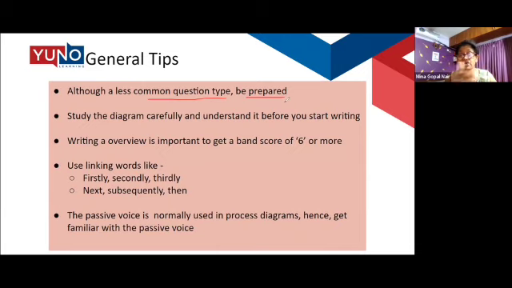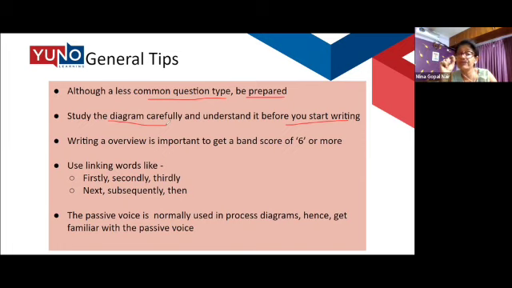It is asked. It was asked. This particular question was asked sometime in December. I think in the first week of December. So don't assume that it's less common, so it's okay if I don't prepare for it. It's less likely to come. If it comes, then you should be prepared. Before you start writing, you should study the diagram carefully and understand it and then start writing.